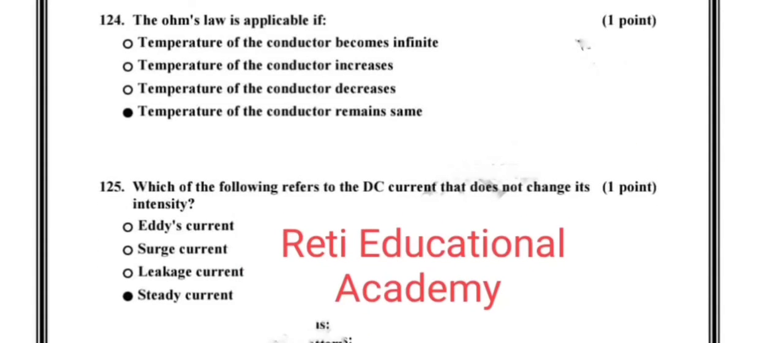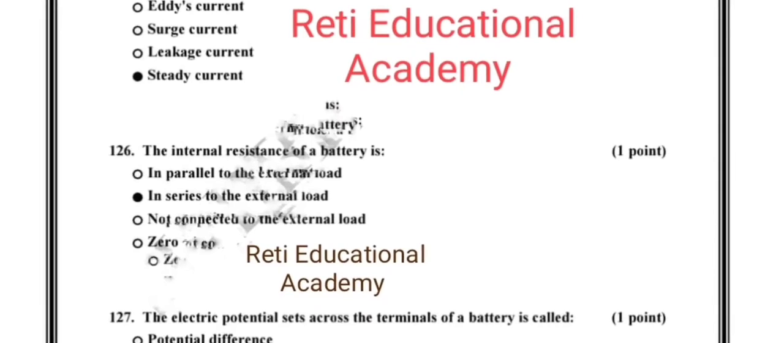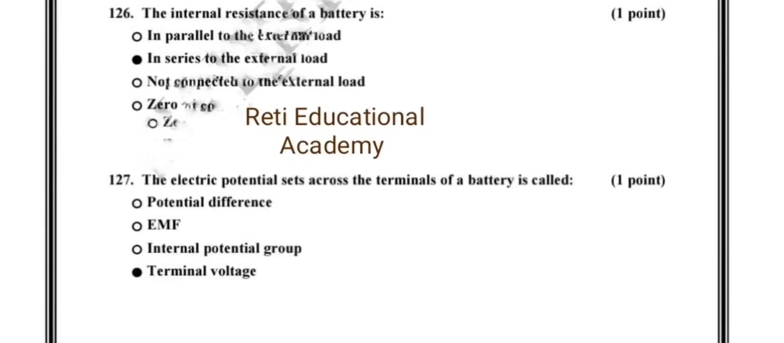Question number 124. The Ohm's law is applicable if, and the correct option is if temperature of the conductor remains same. Question number 125. Which of the following refers to the DC current that doesn't change its intensity? And the correct option is steady current. Question number 126. The internal resistance of a battery is in series to the external load. Question number 127. The electric potential across the terminals of a battery is called, and the correct option is terminal voltage.